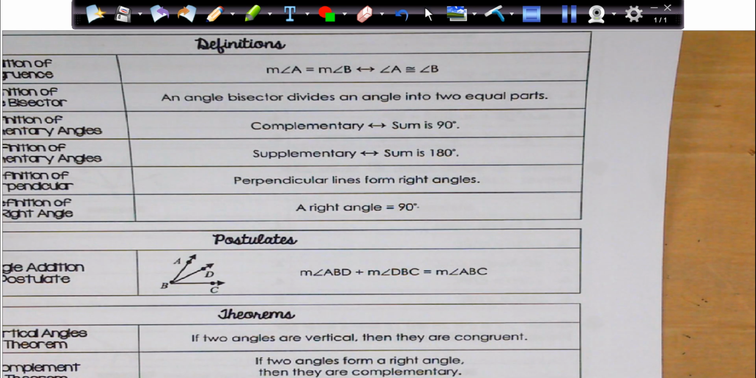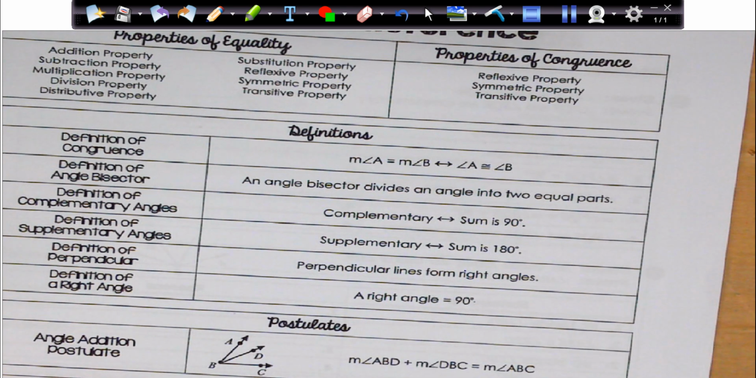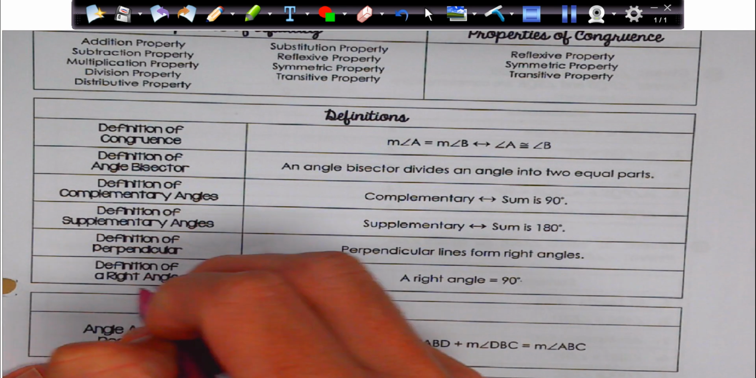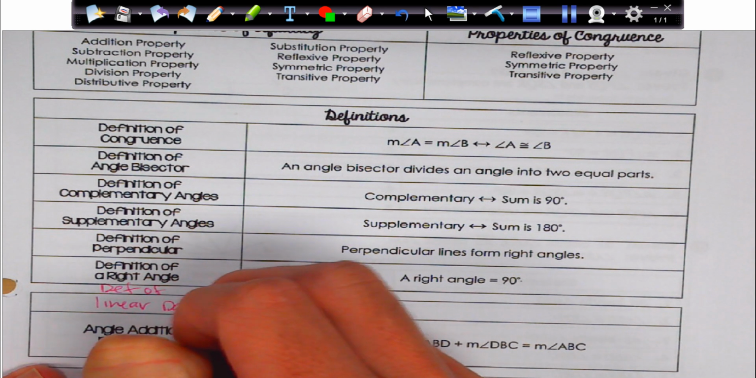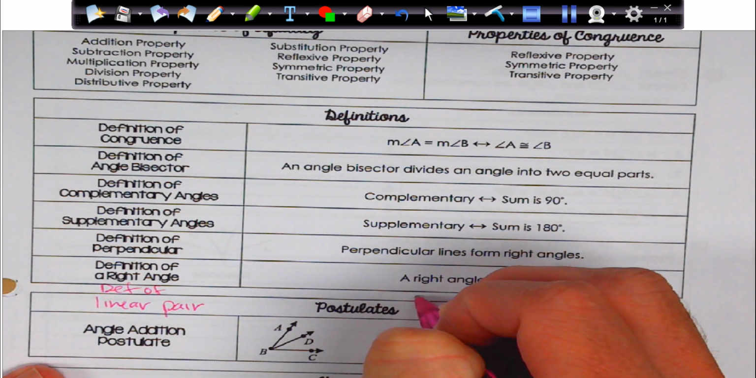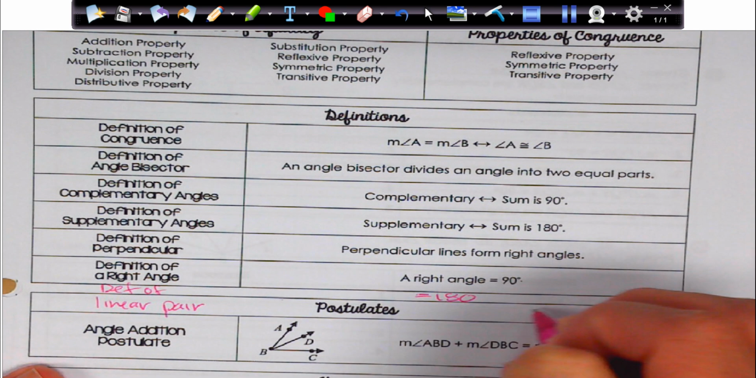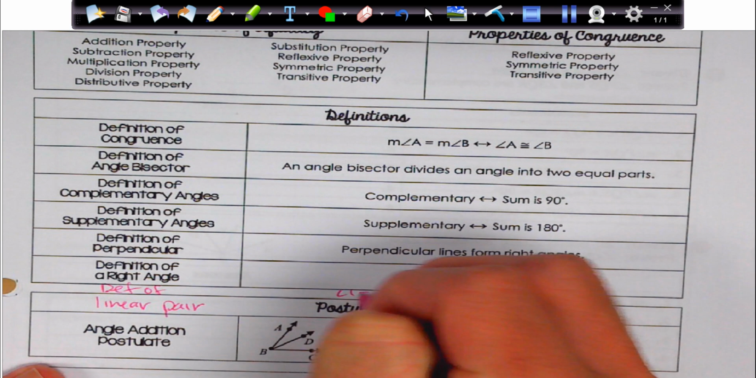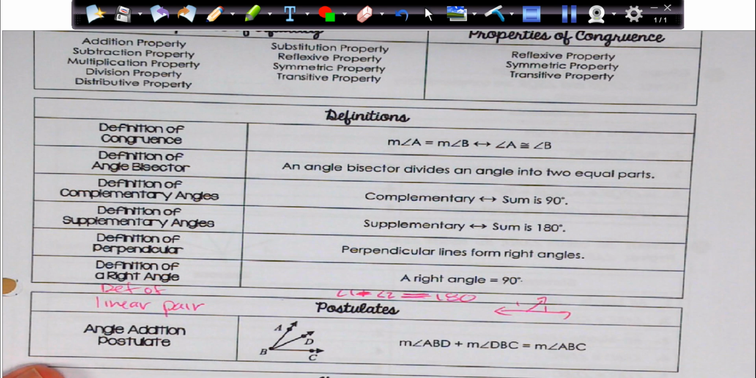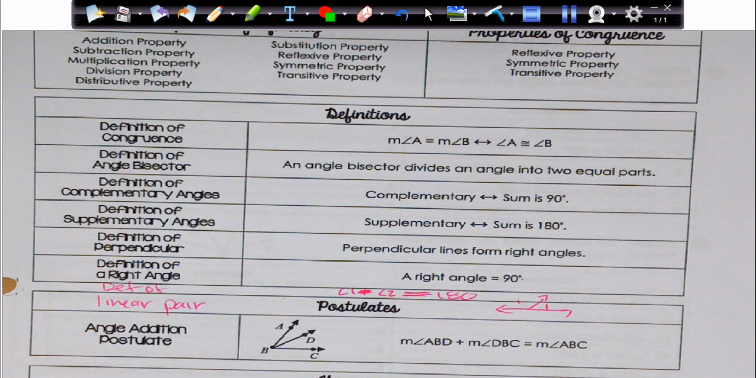The only thing I want to add up here to our definitions that we don't have is a definition of linear pair, which basically means they add up to 180 and they form a straight line. That's a plus sign, sorry, equals 180. So we do have linear pair that we can use as well.